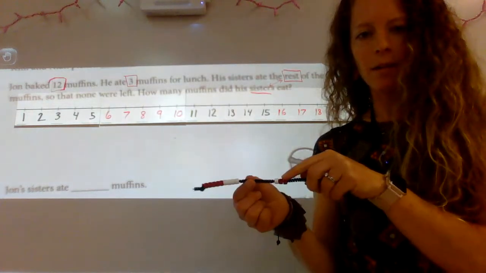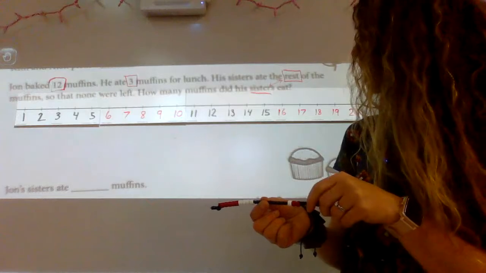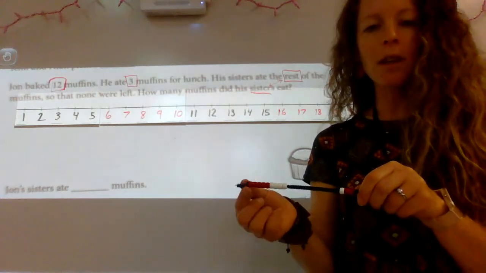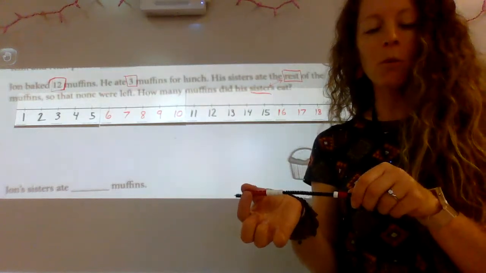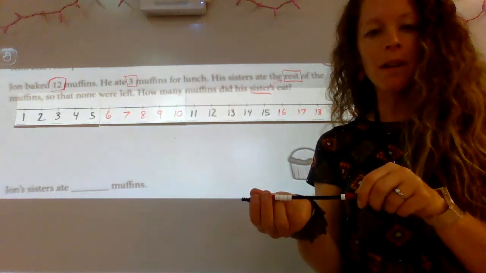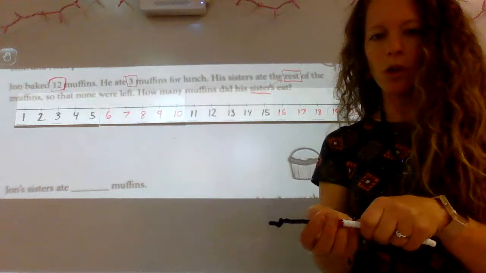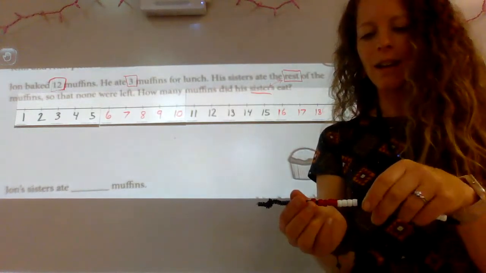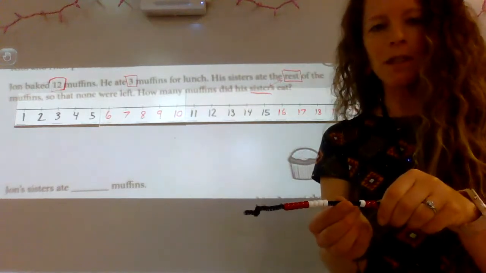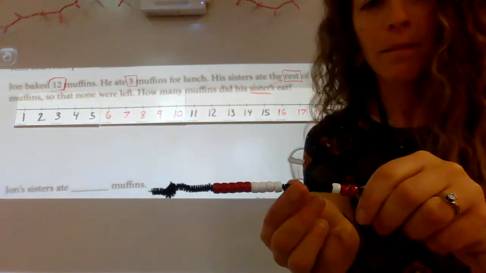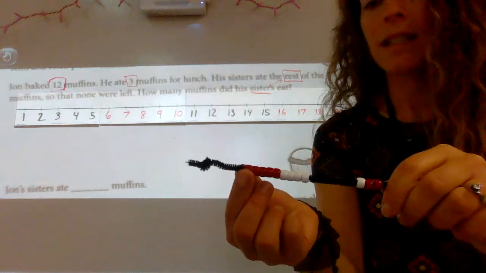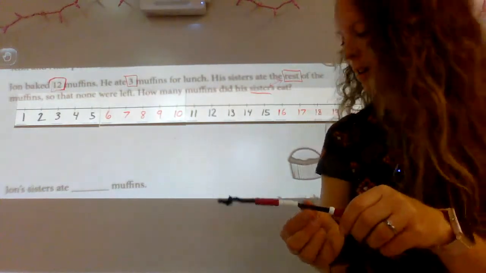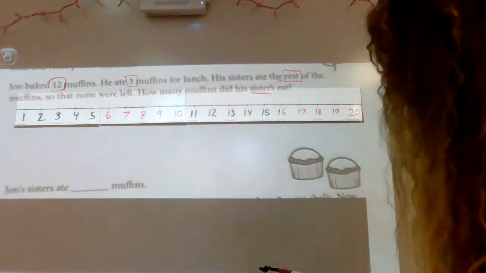There they are. His sister ate the rest of the muffins so that none were left. So we have to slide the rest of them over to show that none are left. Well, what is that? How many is there left? I see 5 and 4 makes 9. Is that what you found?